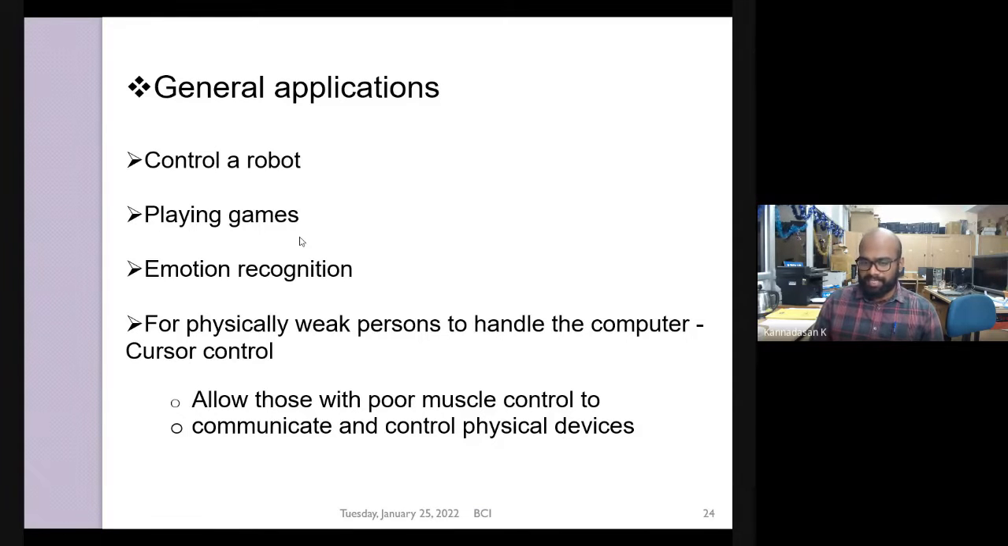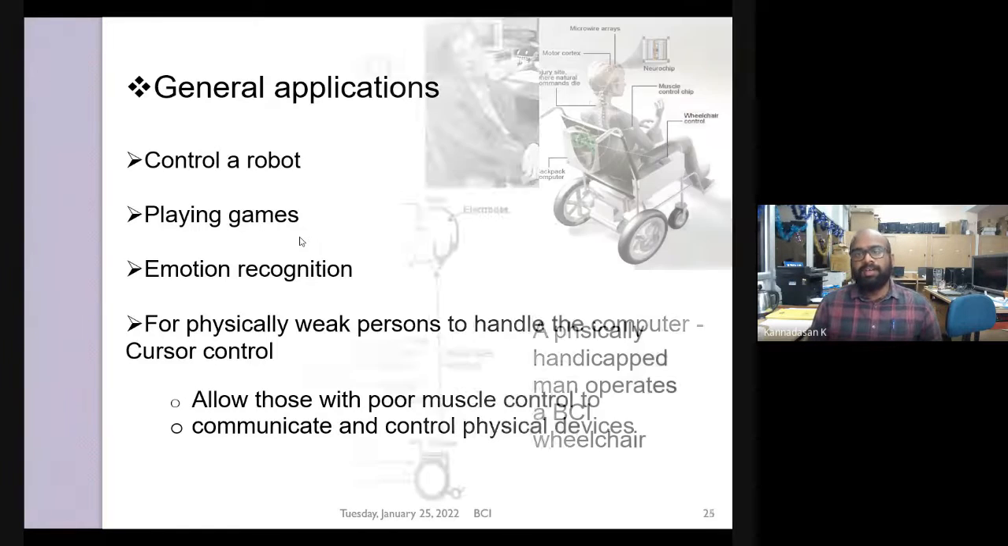What can be done is cursor control, for example, this is one typical example. Whatever signals are generated inside the brain can be given to the device directly, and then it will be moved, or else there can be an additional robotic arm or something which can help them in that application.